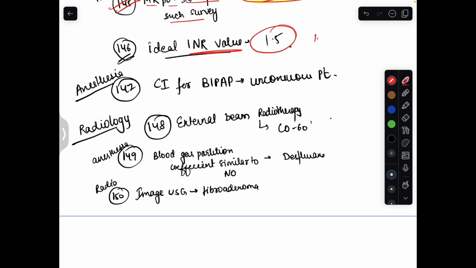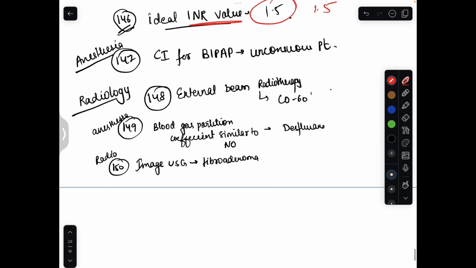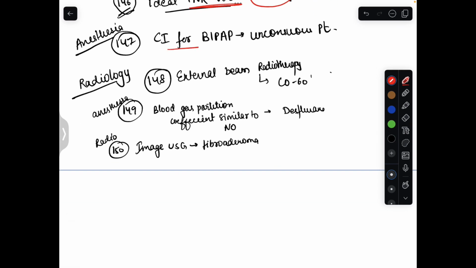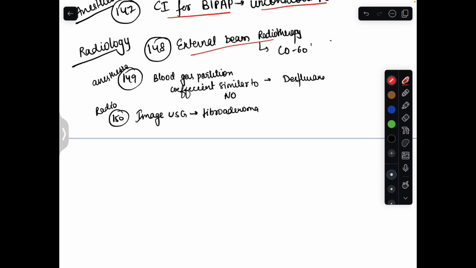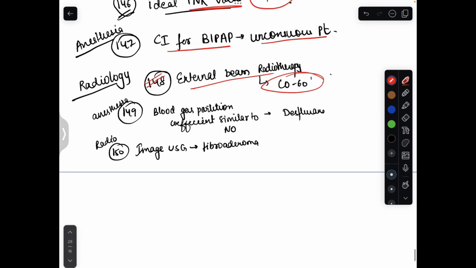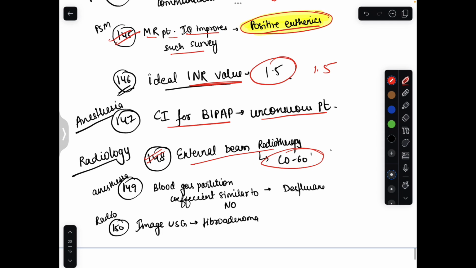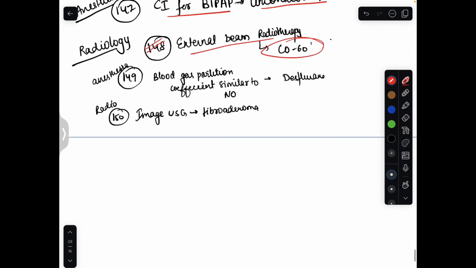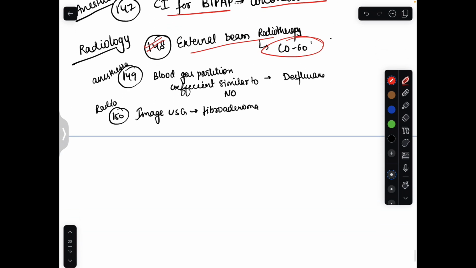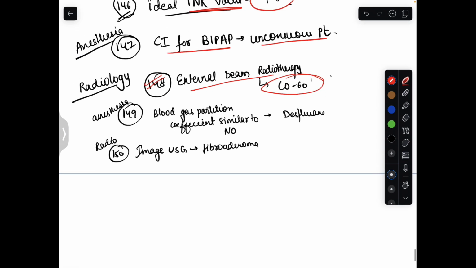Now for next question 146, what will be the ideal INR value? It is 1.5. For 147 question, contraindicated for BiPAP, the answer is unconscious patient. For 148 question, external beam radiotherapy is given with cobalt 60. For this question, I'm not so sure because I wrote it again because someone said that these questions were also there, but I did not remember those. That's why I wrote like this. Blood gas partition coefficient similar to NO is desflurane. This one is the correct answer.